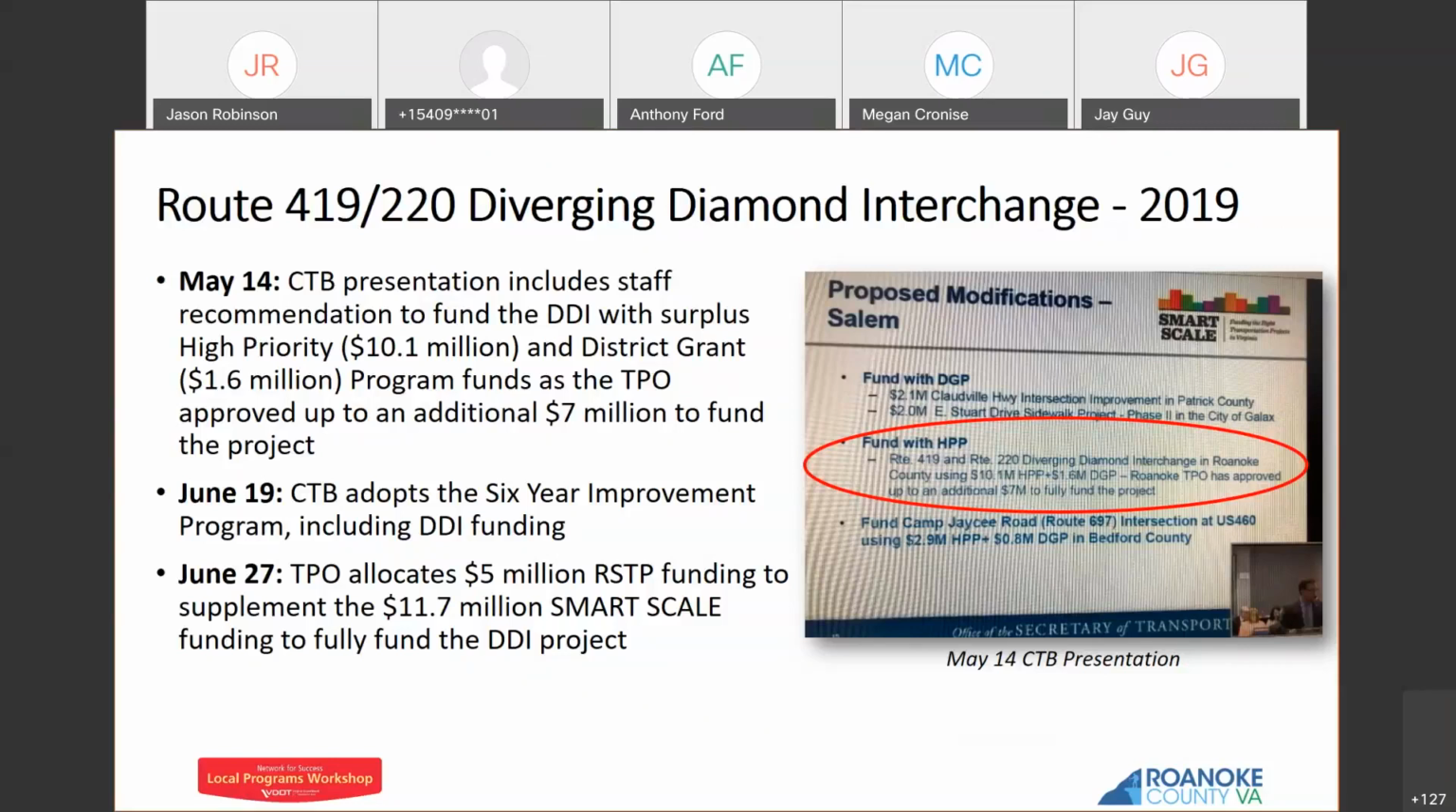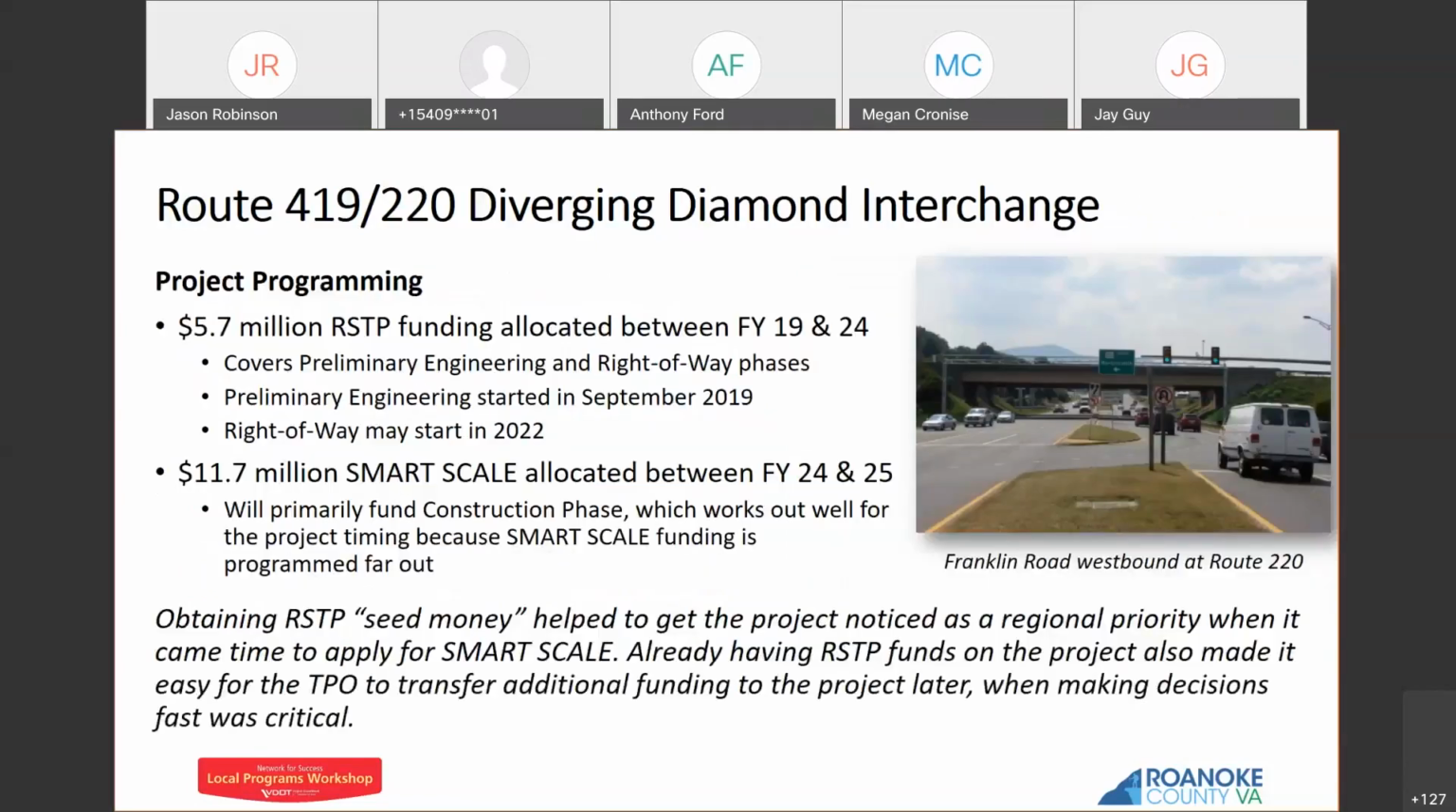In June, the CTB adopted the 6-year improvement program, which included DDI funding. And a week later, the TPO allocated $5 million in RSTP funding to supplement the funding that the CTB had approved to fully fund the DDI project. So we were able to pull a massive rabbit out of our hat.